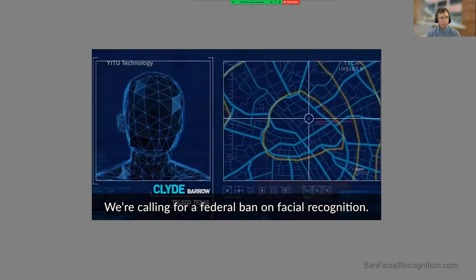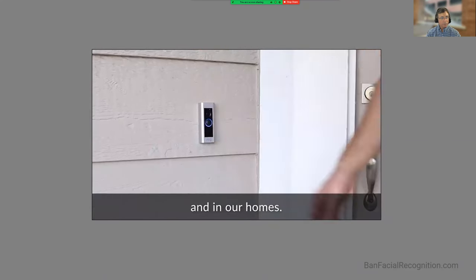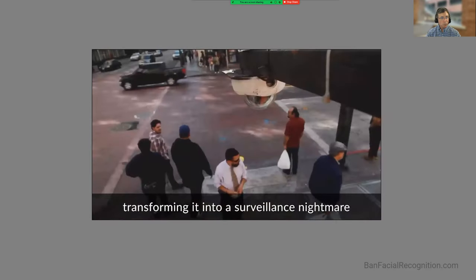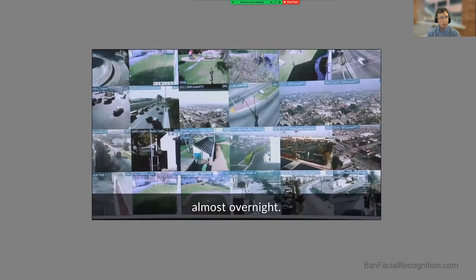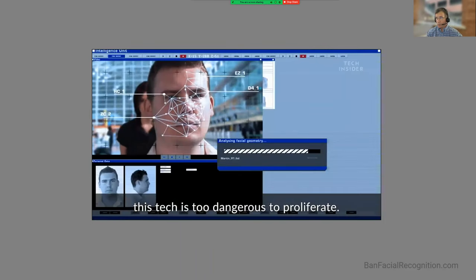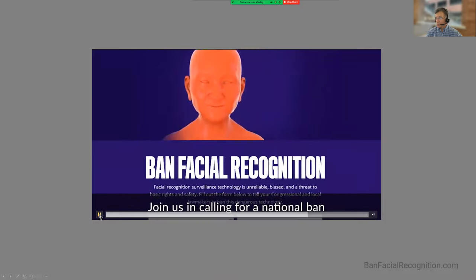It's too dangerous to be deployed on our streets and in our homes. Facial recognition could drastically change our society, transforming it into a surveillance nightmare almost overnight. Like nuclear weapons, this tech is too dangerous to proliferate. It must be stopped. Join us in calling for a national ban on facial recognition.